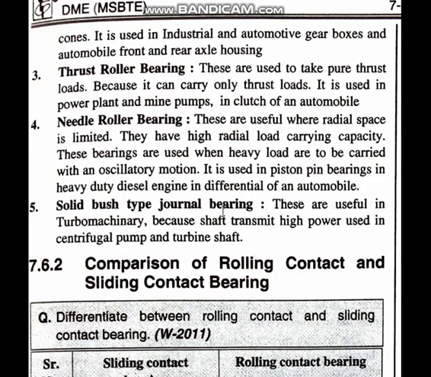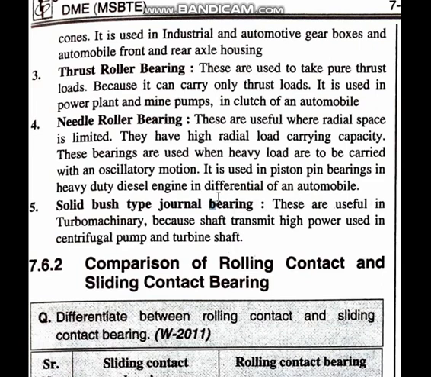Solid bush type journal bearings. These are used in turbo machinery because the shaft transmits high power, and are used in centrifugal pump and turbine shafts.